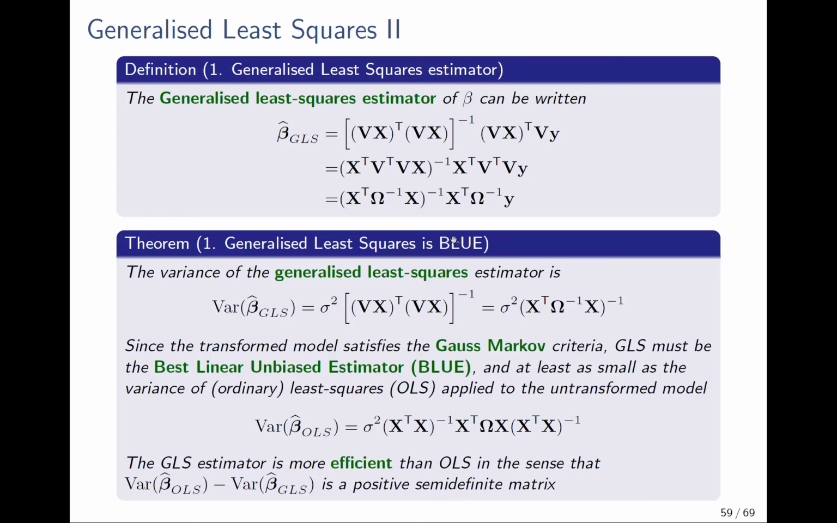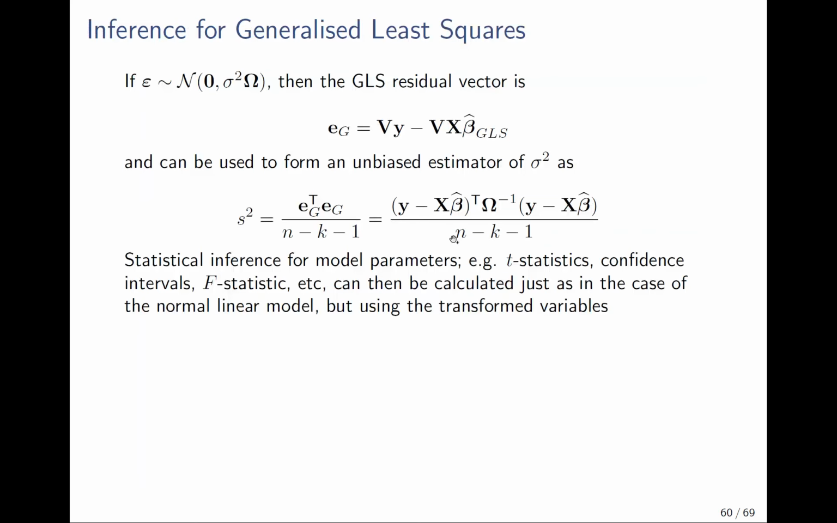So it's a generalization of least squares on a transform model. Now, what about inference? If the errors are normal with variance sigma squared omega, then the GLS residual vector is the residual from the transform model. That is Vy minus Vx beta hat GLS. That's the residuals that we calculate. And we can use it to form an unbiased estimator of sigma squared, and that's given on the slide. It's the usual residual sum of squares over n minus k minus 1, computed with omega inverse in the middle.